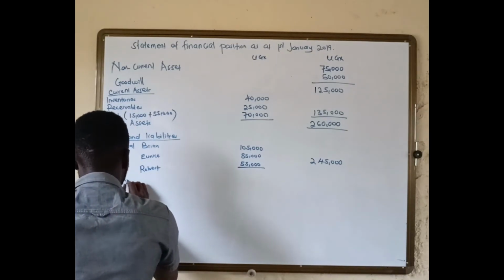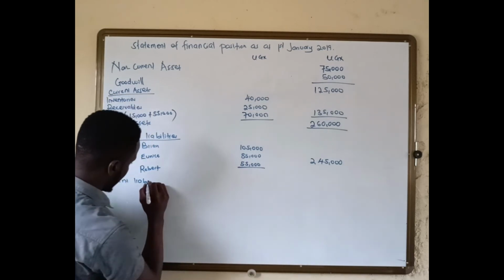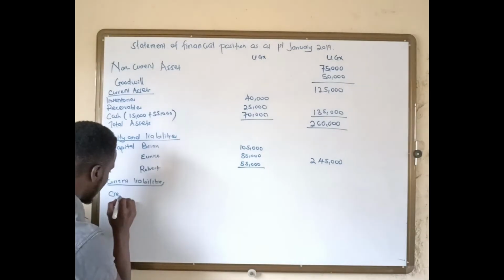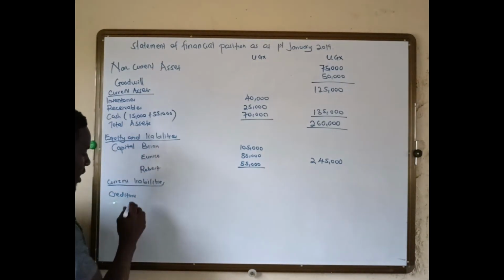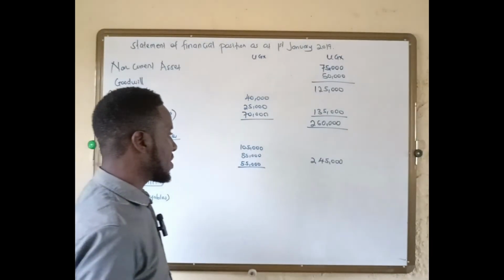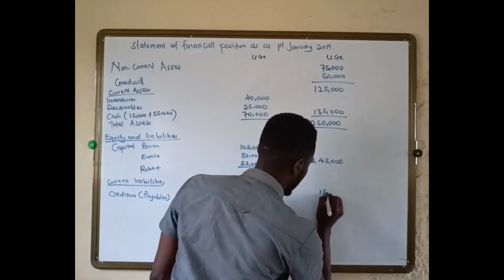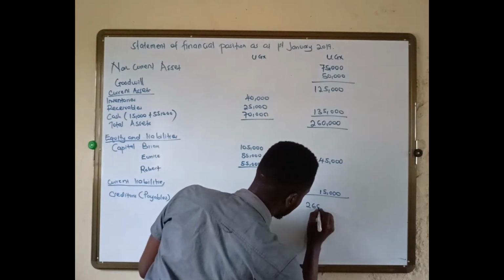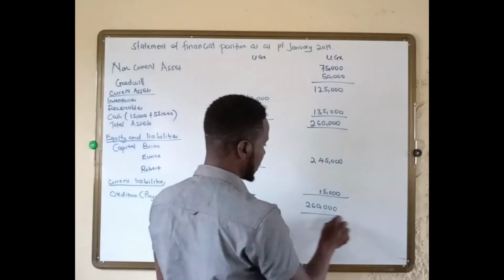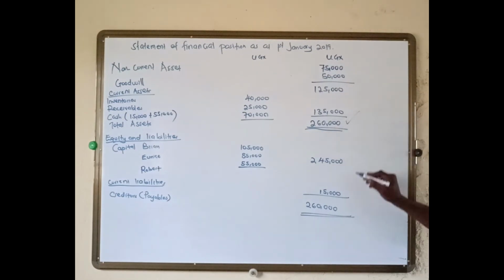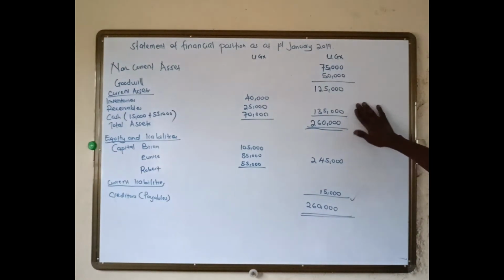This is it. So we had our current liabilities. Remember, we had our creditors. So we come here and say creditors, which they term as payables. And they are worth 15,000. So when you add this, you have 260,000 as the total value. Meaning the statement of financial position has duly balanced. We have got the same figure. So that means, of course, we have entered our figures right.